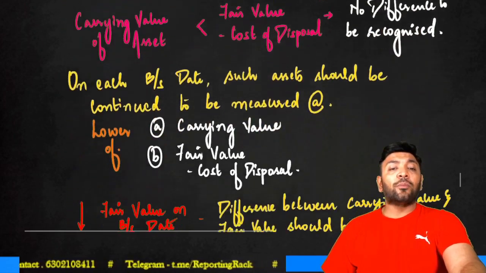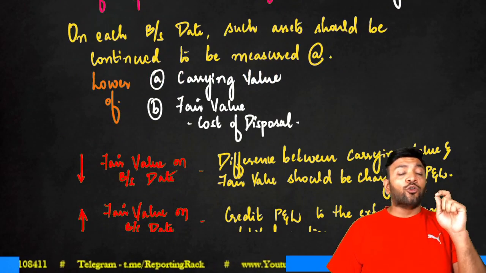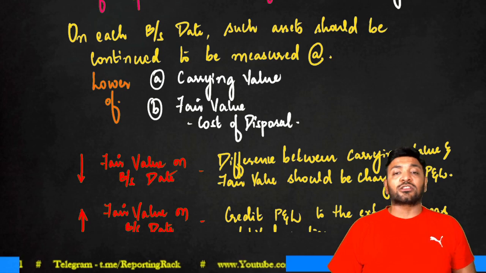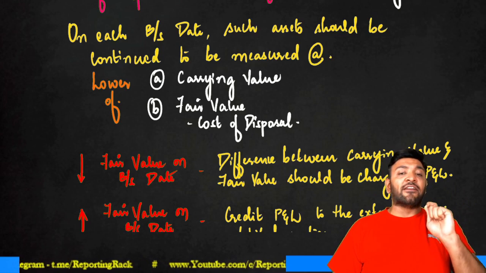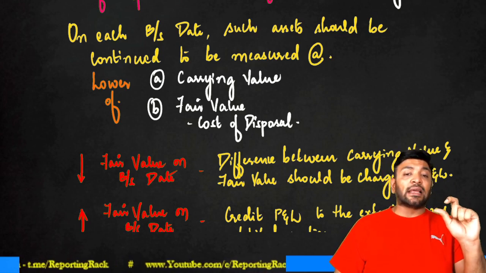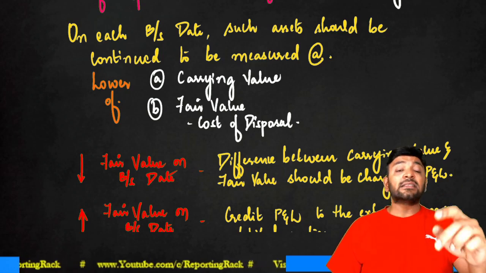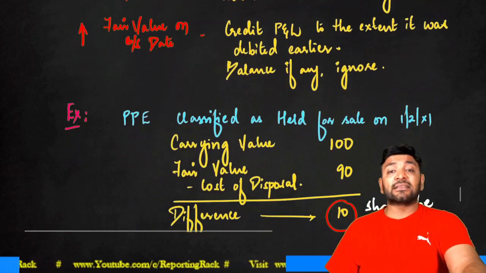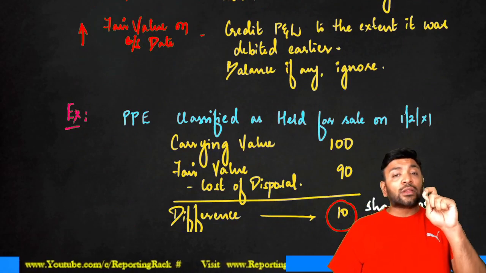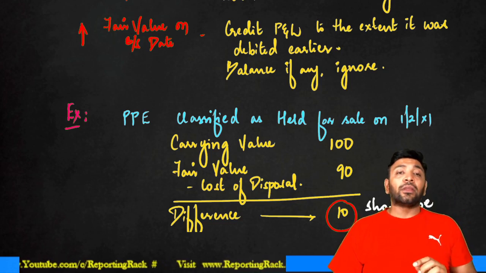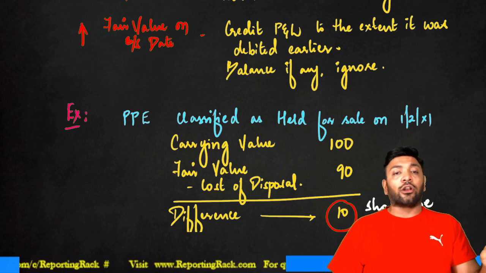Subsequently, I'll have to measure it on each balance sheet date using the same measurement formula of lower of carrying value or fair value less cost of disposal. If the fair value subsequently declines even further, then the difference between the carrying value and fair value should be charged to P&L. But if the fair value of the asset increases, then I will credit the P&L with the amount of difference only to the extent it was debited earlier. Any balance, or further increase, I will ignore.